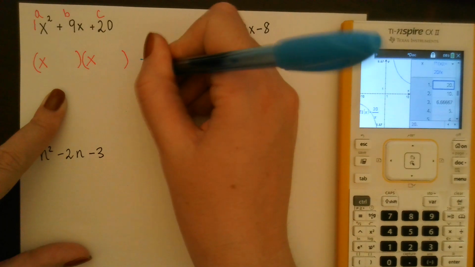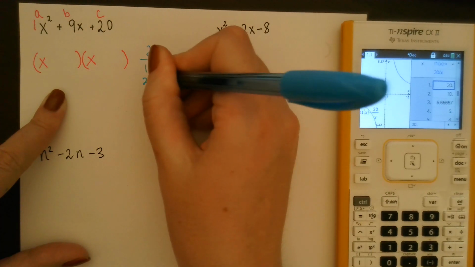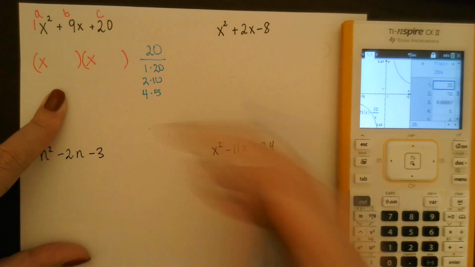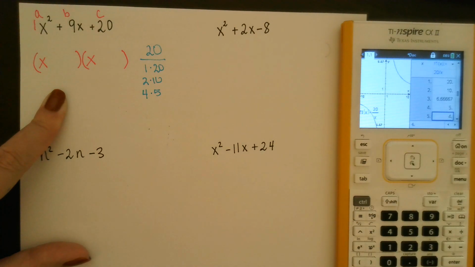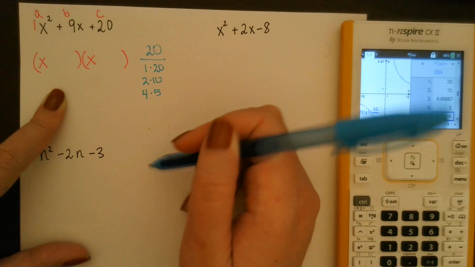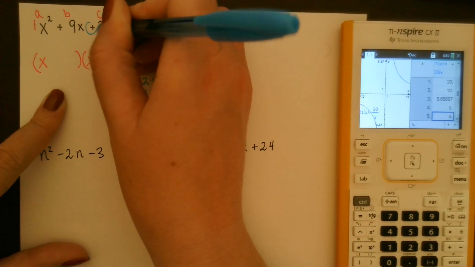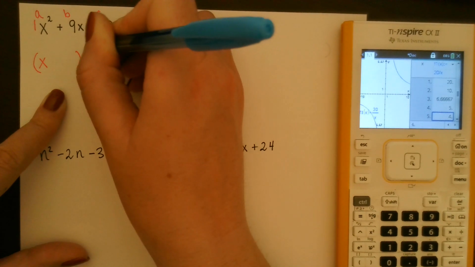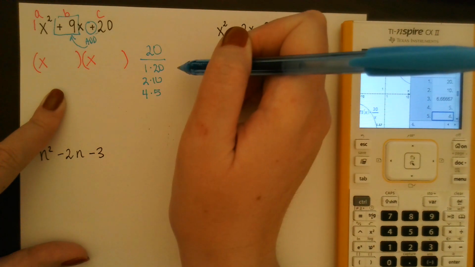Here we have 1 times 20, 2 times 10, 4 times 5. And once you see those numbers repeat, like 5 times 4, we stop. Now we need to figure out if we add these or subtract these. We find that out by checking the symbol. This means we add. So we add until we get a positive 9.